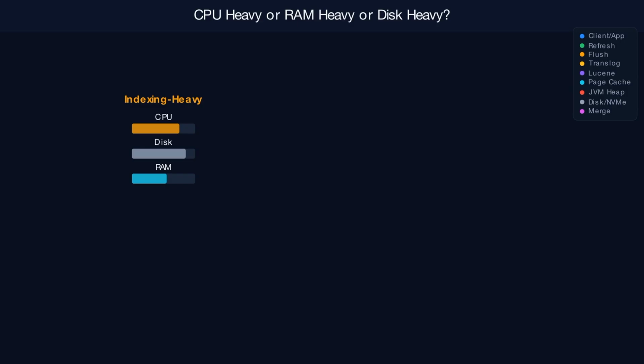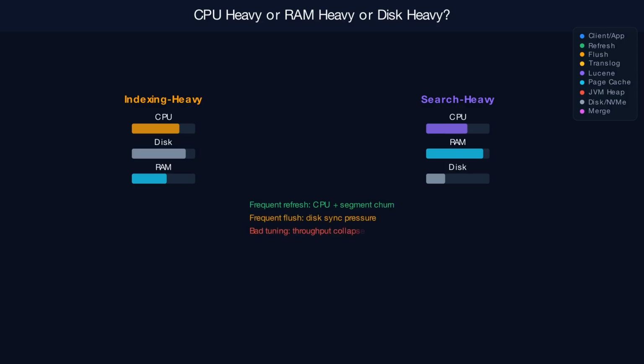For indexing heavy workloads, CPU is consumed by analyzers, tokenization, and merge bookkeeping. Disk is consumed by segment writes, translog fsyncs, and merges. RAM matters for heap, OS cache, and buffering. For search-heavy workloads, CPU handles query parsing, scoring, and aggregations. RAM and page cache are critical for hot segments and doc values. Disk becomes the bottleneck when cache misses occur.